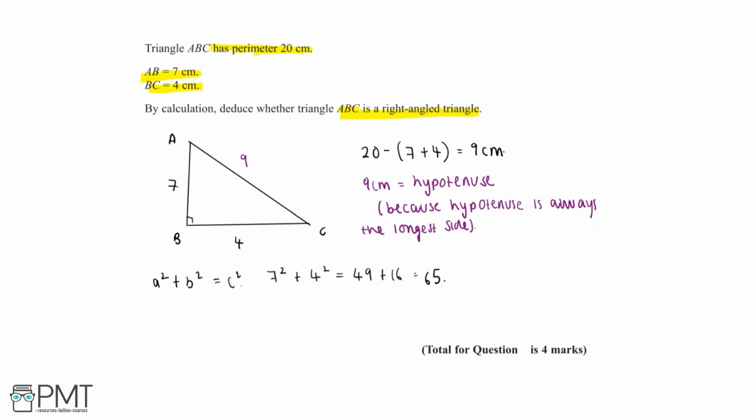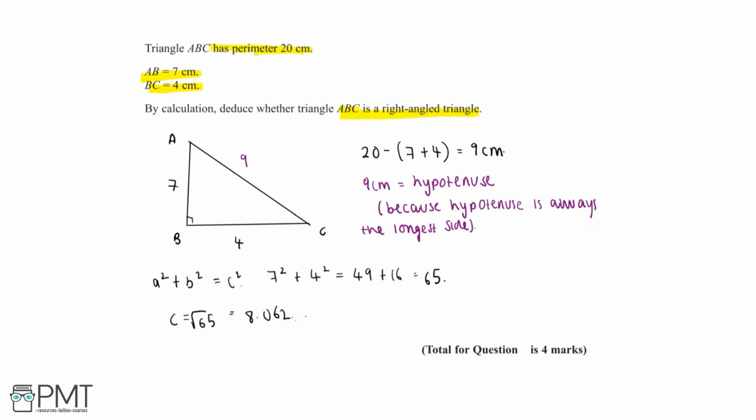Now really we've already proved that because 65 is not equal to 9 squared, this can't be a right angle triangle. But we can go a step further as well. A squared plus B squared equals C squared, and so C squared is equal to 65, which means that C, which is the side length AC, is equal to root 65, which is equal to approximately 8.062.